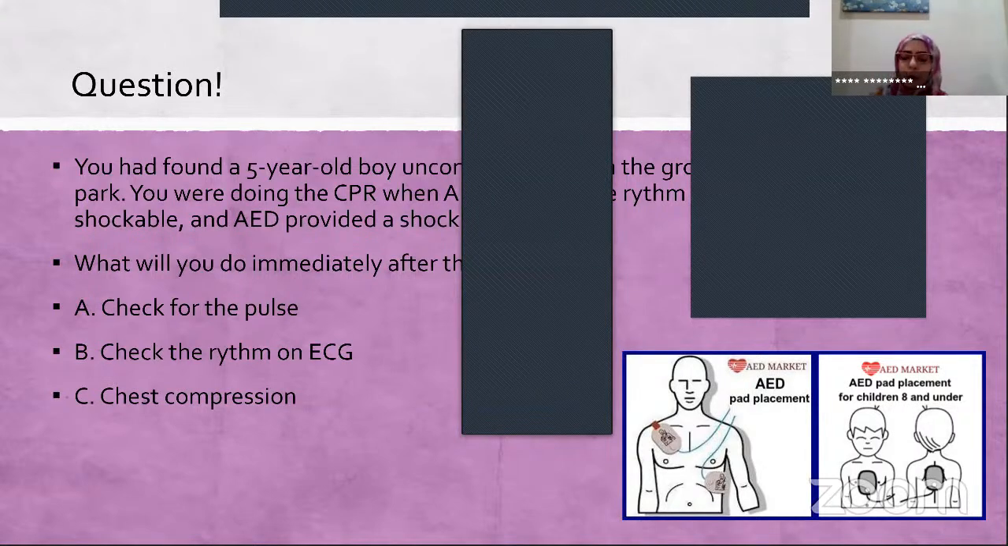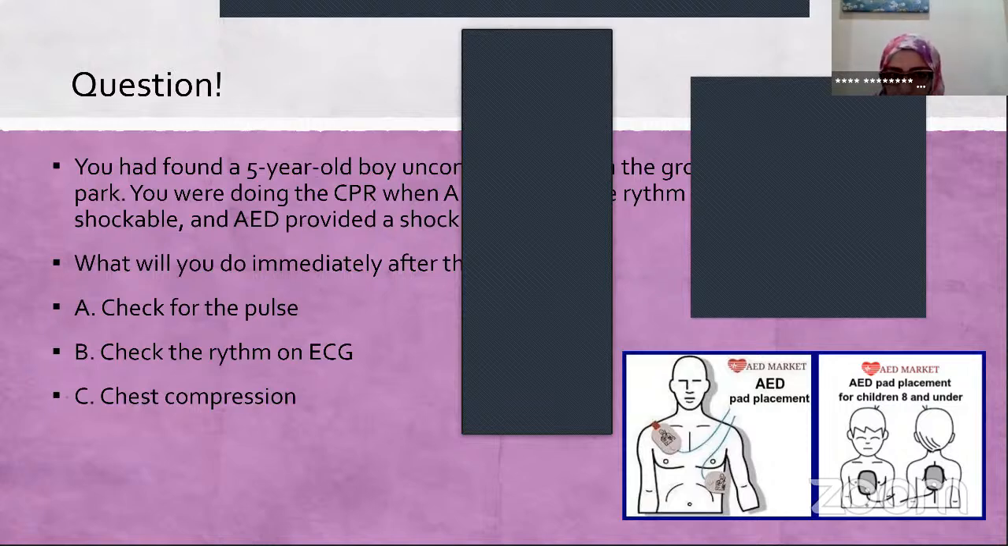So you will put the AED on the body. The AED will detect the rhythm and will provide a shock when needed. So you do the CPR till the AED arrives. Then you move back, you put the AED on the body, and the AED will provide the shock.